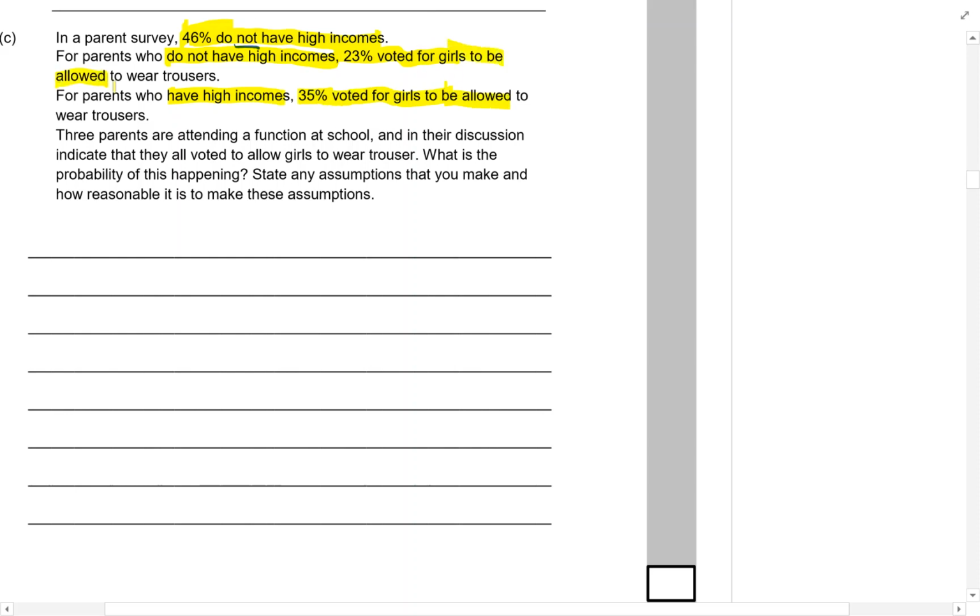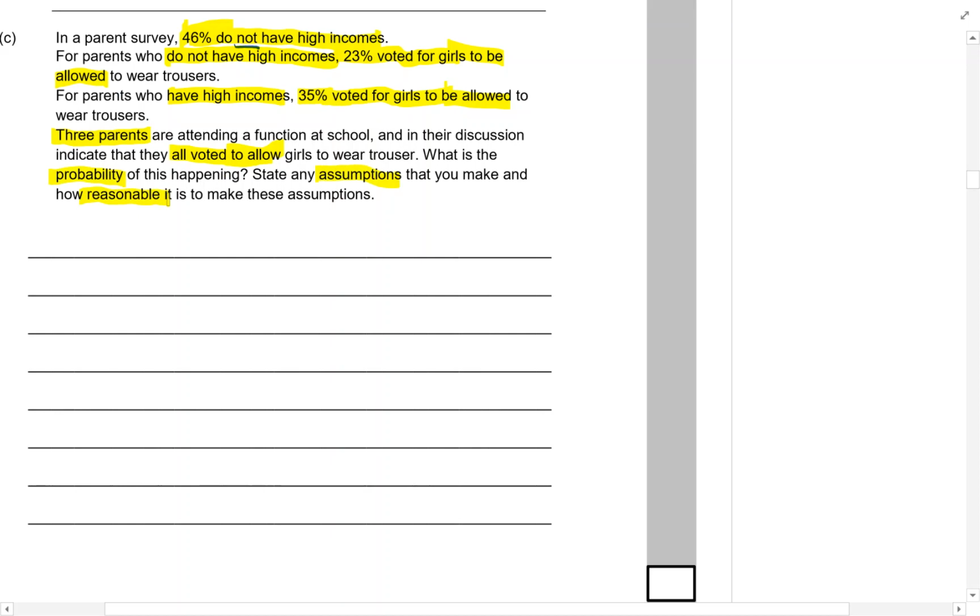Okay, 3 parents are attending a function at school, and in their discussion indicate that they all voted for girls to wear trousers. What is the probability of this happening? State any assumptions that you make and how reasonable it is to make these assumptions.